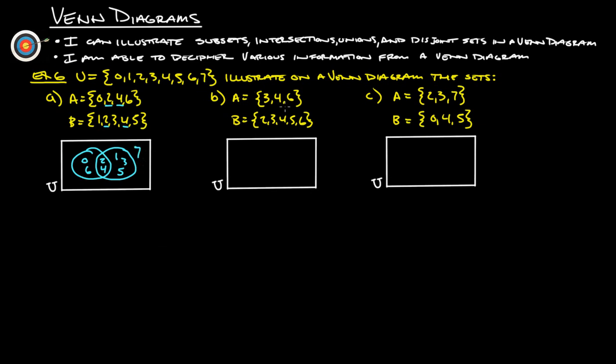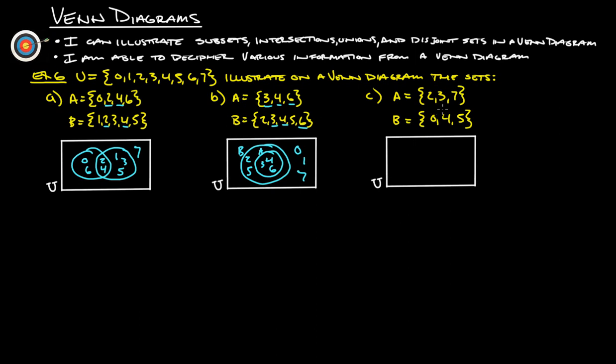Okay? B, 3, 4, 6. So 3, 4, and 6 are all in here. So what we could do is draw a big circle that's B, and inside of that circle would be A, because everything that's in A, 3, 4, and 6, is also in B, right? And then we also have 2 and 5 that are in B that are not in A. And then again, we have to figure out what's going to make up the rest of the universal set. We missed 0. We missed 1. We have 2, 3, 4, 5, 6, but we don't have 7. So that's how we would represent this on a Venn diagram.